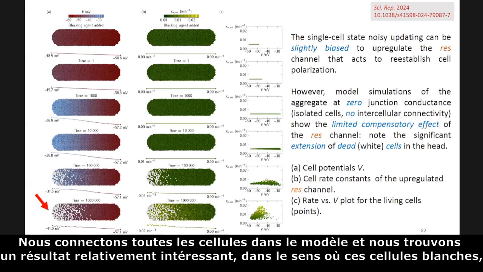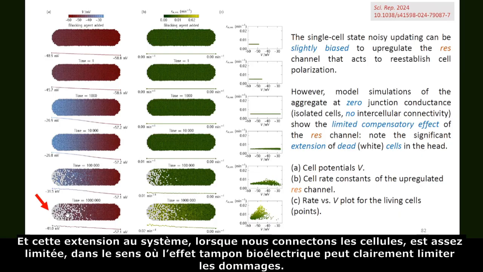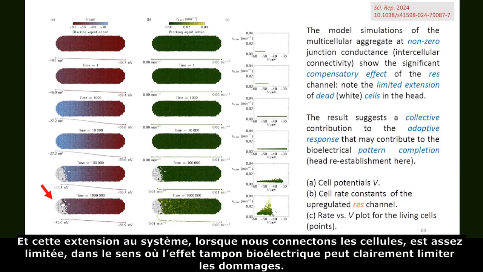We connect all the cells in the model ensemble, and we found a relatively interesting result. These white cells are, in the model, dead cells that eventually die because of the depolarization that takes the cell potential out of the physiological potential window. They die, but they extend to the system, and this extension, when we connect the cells, is quite limited in the sense that the bioelectrical buffer effect can limit the damage here clearly.